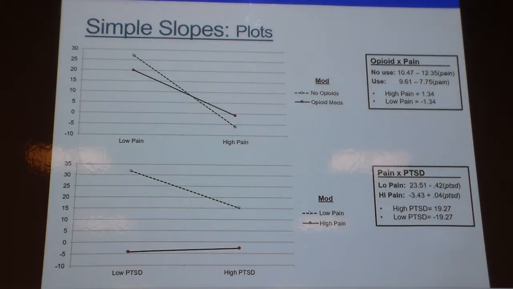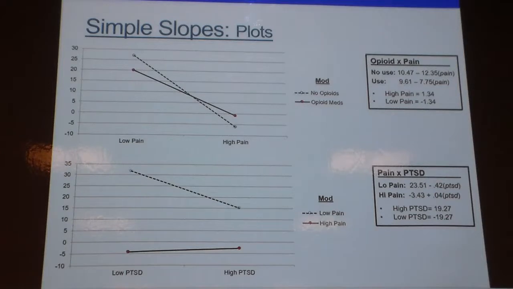Here with PTSD, it looks like PTSD holds a negative relation with functioning at low levels of pain, right? So if we're talking about individuals who have low levels of pain, as your PTSD increases, your functioning decreases. But if we're talking about people with high levels of pain, that swamps it out, right? My functioning is crap no matter what. It doesn't matter what my PTSD levels are.